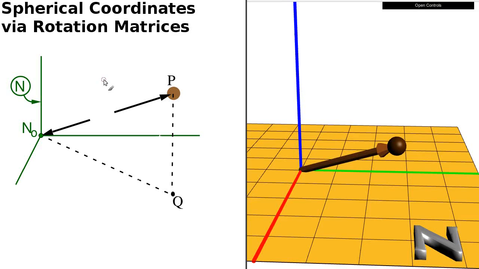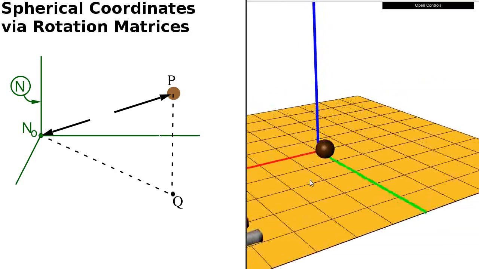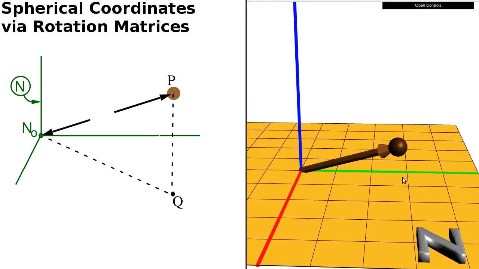In this video we'll review how to write simple rotation matrices and how to concatenate multiple rotation matrices together to get complex rotations. This will help us express the position of this point P from NO in different coordinate representations. Here we just have a 3D view that will be helpful as we visualize the multiple rotations in this problem.